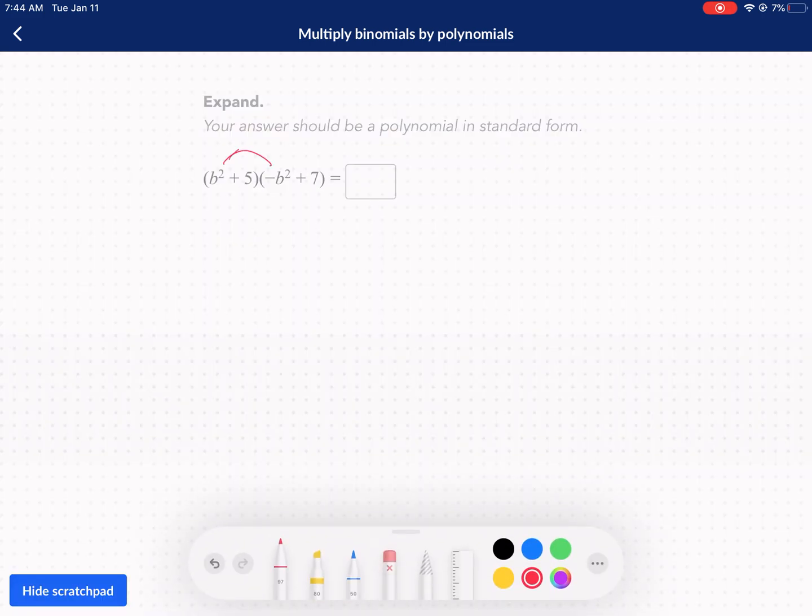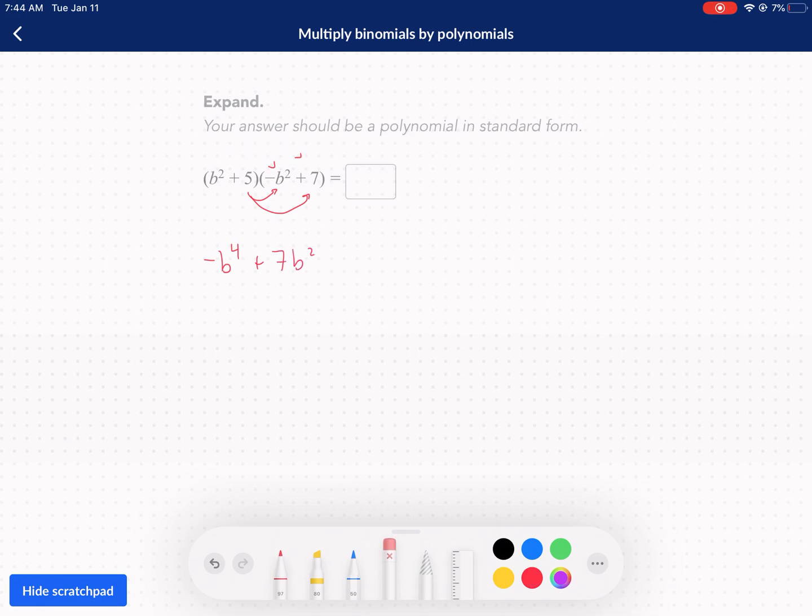We're going to distribute here and here. I'm going to use all one color now just because you guys are getting used to it. And then I'm going to distribute that 5 to the negative b squared and also the 7. You could also go the reverse direction. That's what I was referencing earlier, but it doesn't make a difference. So I have b squared times negative b squared. That gives me negative b to the 4th power. And then I have 7b squared. That's the top one.